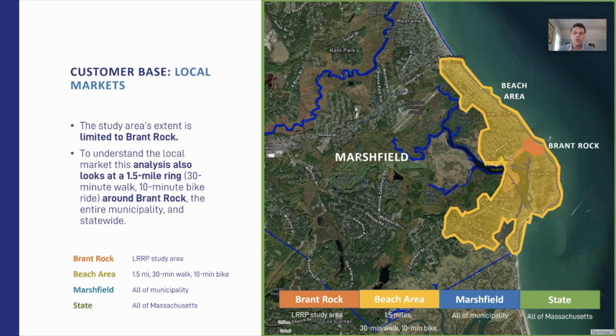One is shown in orange, as you saw in that earlier map, just the Brant Rock commercial zone itself. Surrounding that is something we're just calling the beach area, the adjacent neighborhoods within 1.5 miles up and down the coast within Marshfield. And then there's the town of Marshfield itself, and lastly, of course, the state of Massachusetts. So the first slide is on what is the customer base for Brant Rock.